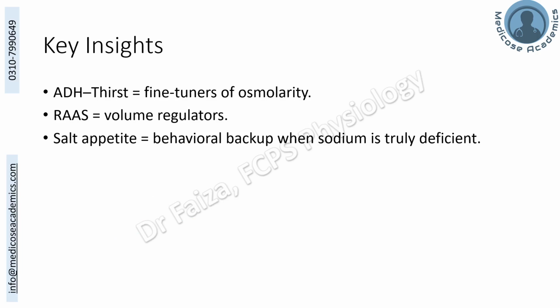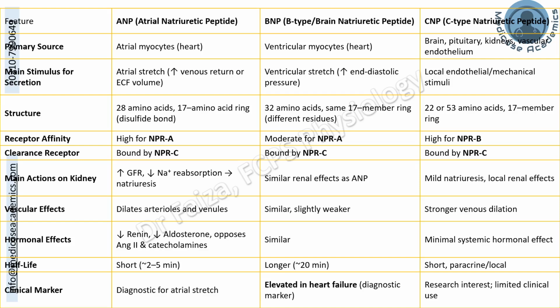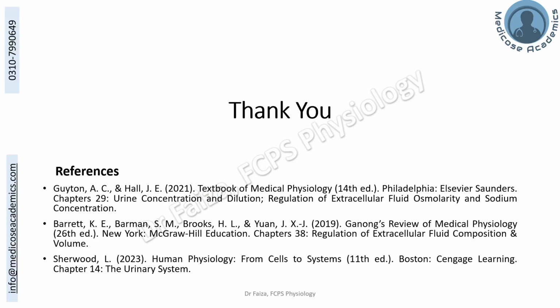So, key takeaways: ADH and thirst mechanisms are fine-tuners of osmolarity. The renin-angiotensin-aldosterone system is majorly a volume regulator. Salt appetite is a behavioral backup when sodium is truly deficient. This is a summarized role of atrial and brain natriuretic peptides in causing natriuresis and diuresis. This also has an indirect role to play in volume maintenance, but less of a role in osmolarity maintenance. That's all. Thank you.